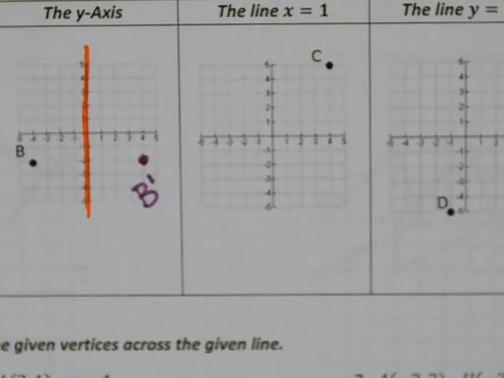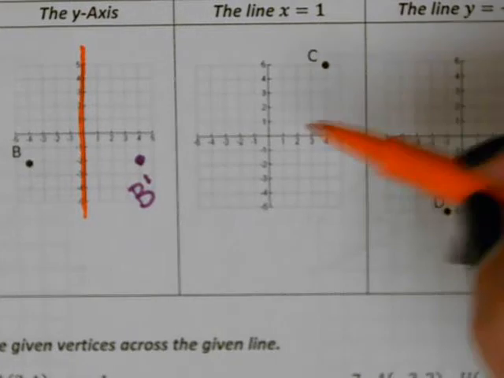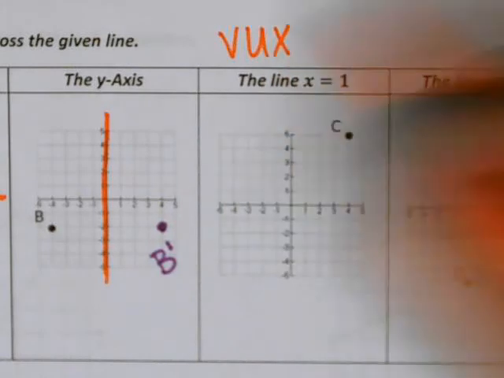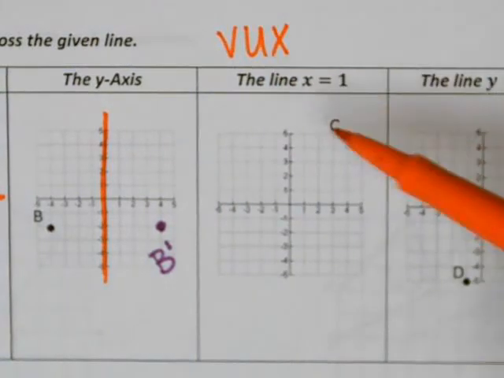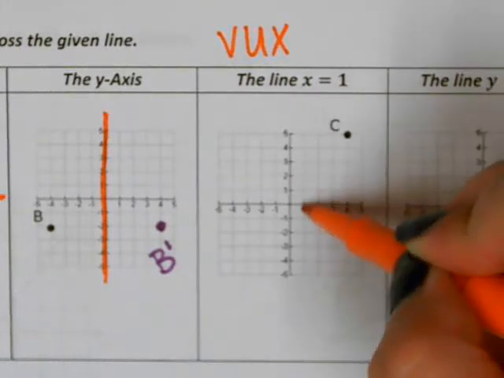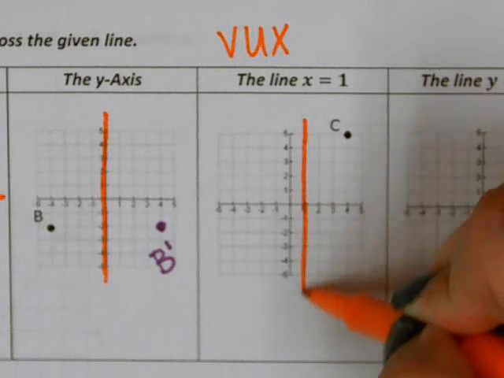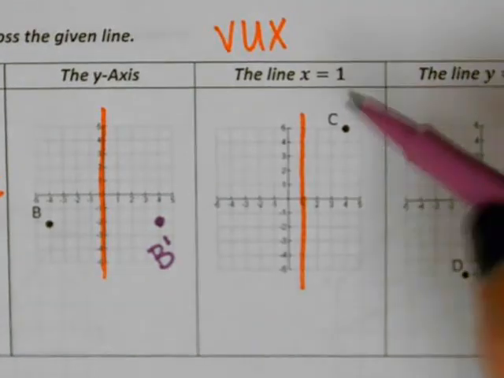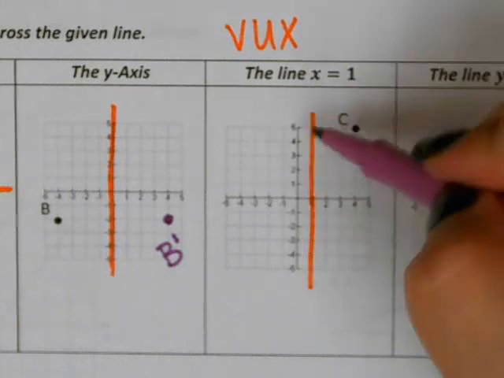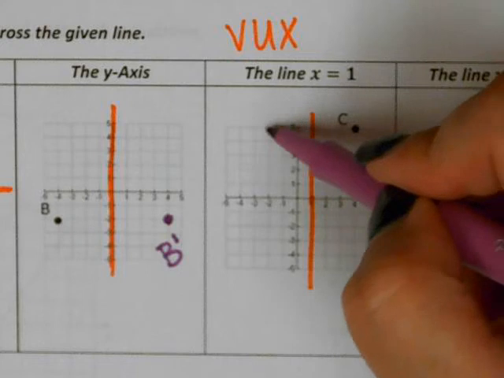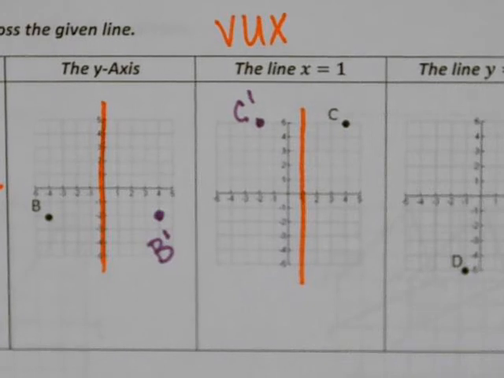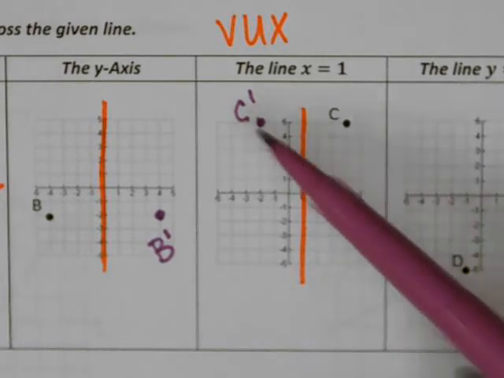The line x equals 1. All right, well, let's see. X equals 1. If you remember from last year, we've got vertical lines, x equals. So if it's an x equals, we know it's a vertical line. So x equals 1 is right here. Here's my vertical line. Here's point C. I'm 1, 2, 3 units to the right, so I'm going to go 3 units to the left. 1, 2, 3. And I'm going to label it C prime. This was my pre-image. This is my image.